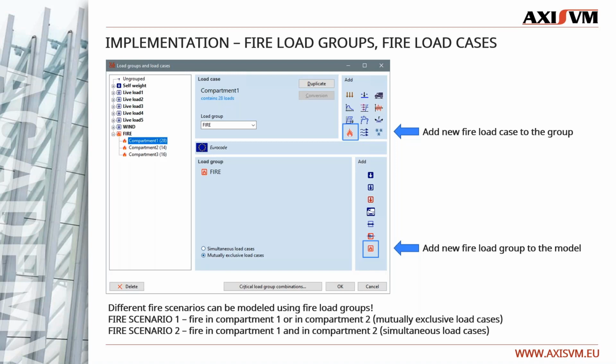Different fire scenarios can be modeled using fire load groups. For example, we can model a fire in compartment 1 or in compartment 2, or, using a simple checkbox, we can decide to consider a fire in compartment 1 and in compartment 2 at the same time. It gives a very large freedom to our users to model different scenarios.